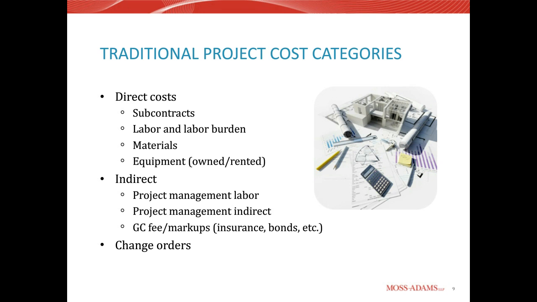Indirect costs are the costs that are associated with the project but do not directly go towards the work, as the name would describe. Project management labor, so this is the general contractor's project administration, project management indirect costs, and then the GC fee and markups. And different contracts have different markups to allow for insurance, bond. In the state of Washington, you see B&O tax, different items like that. And then change orders is also a cost category we include, where all of those costs that we mentioned above can be included in change orders, and we'll get into change orders real quickly.